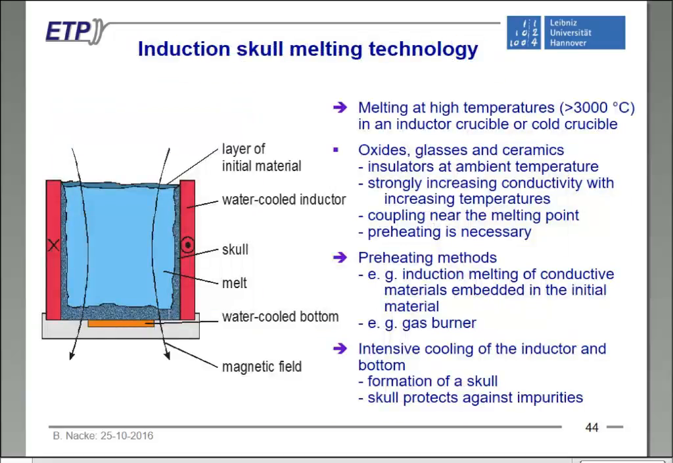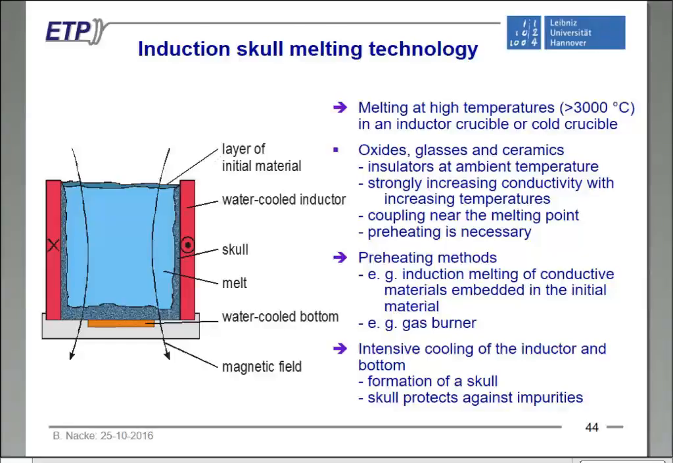So the last principle of induction melting is the induction skull melting technology. They also use the kind of cold crucible. This technology is mainly used for oxides and glasses.